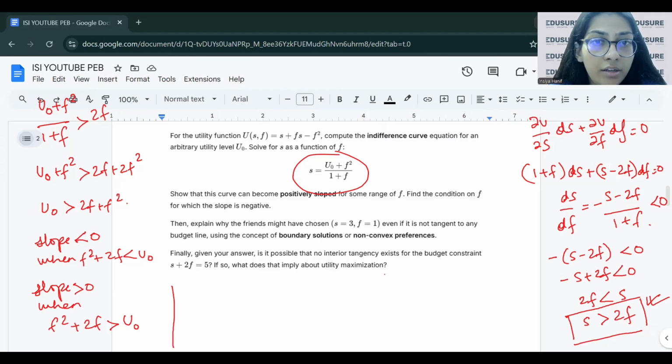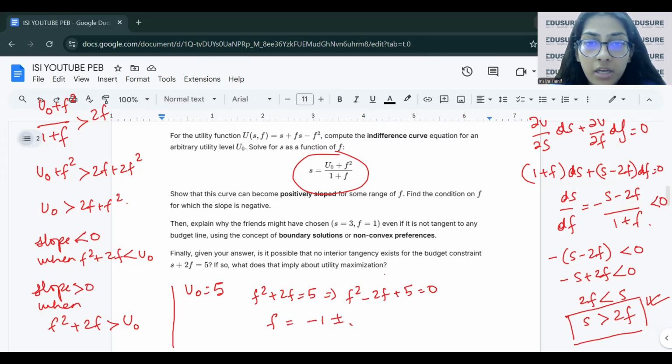So since u naught was equal to 5, right, Leo's after-gift utility level, then what will the boundary be? f square plus 2f is equal to 5, which will mean f square minus 2f plus 5 is equal to 0. From here, if I directly apply the formula, I will get -1 plus minus root over 6. Okay, so for u naught is equal to 5.